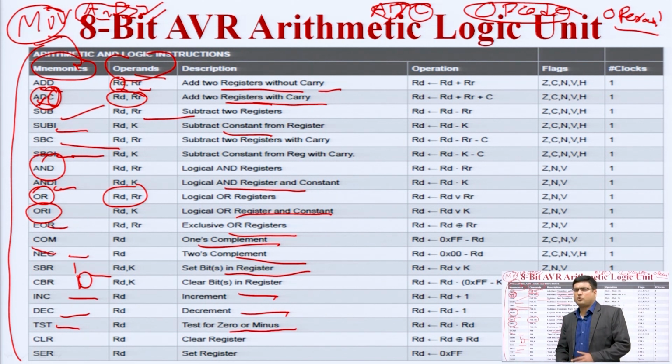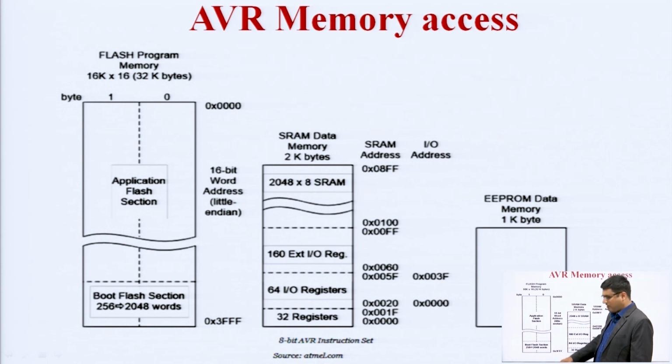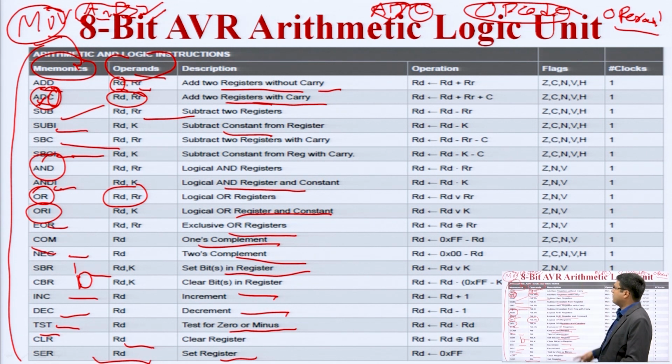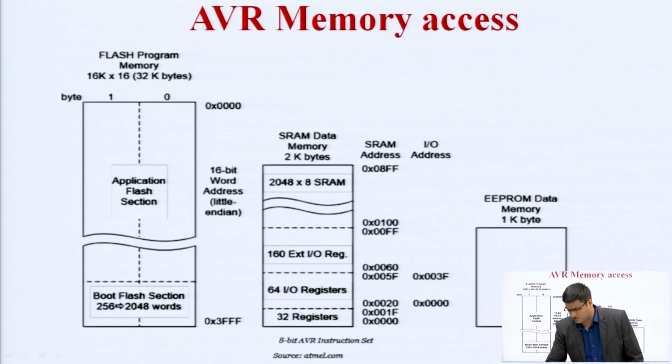In microcontrollers, in some cases we need to test for a particular condition. So we are using TST for that. CLR means we are clearing the values. And SER means we set the register. So these are the important instructions. We cannot go into a detailed explanation of this because in your syllabus only the introduction of the instructions is available. Okay. So these are the important instructions.